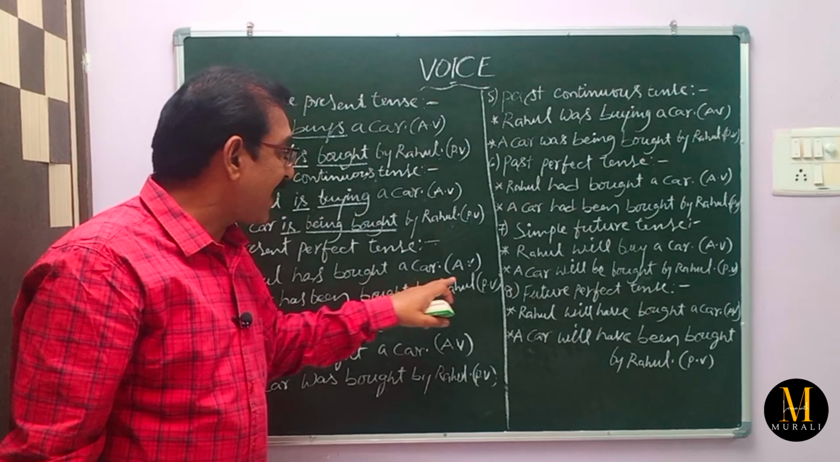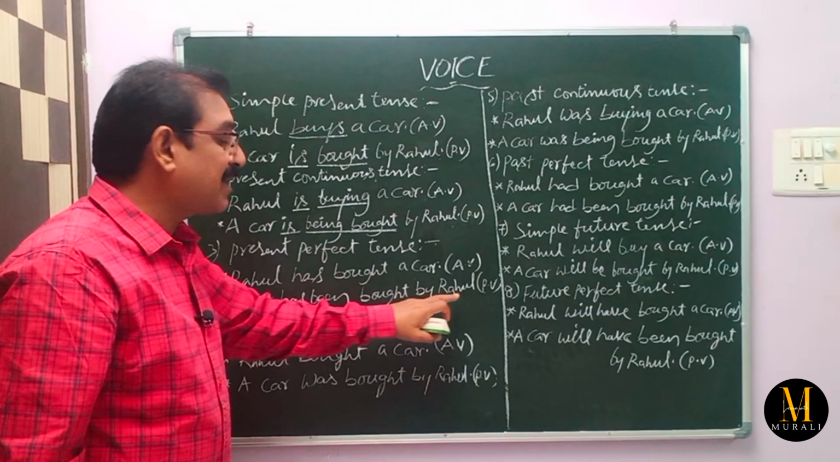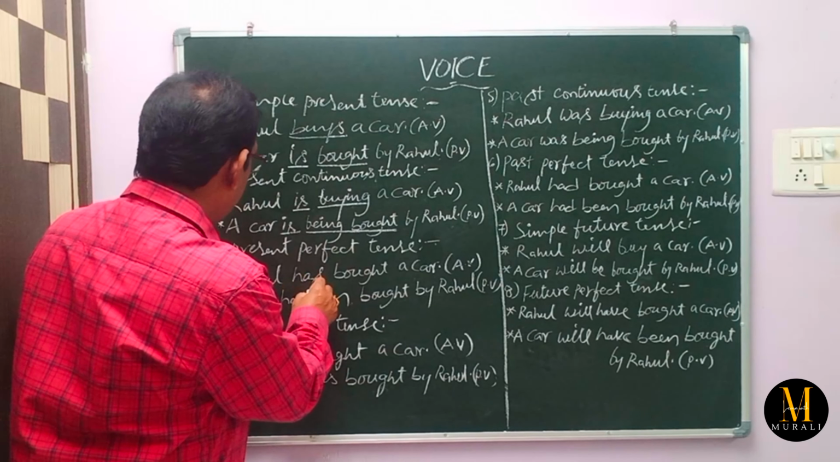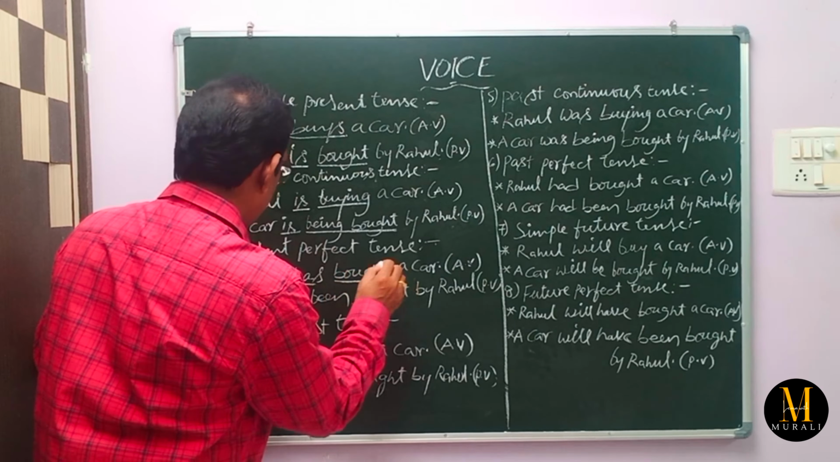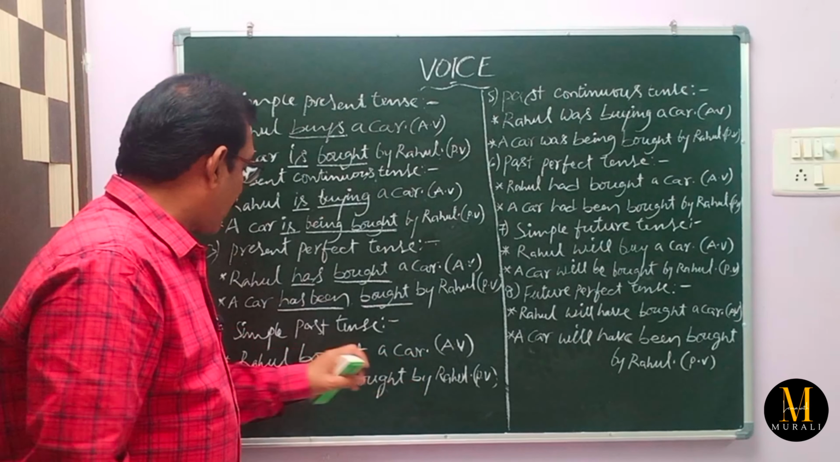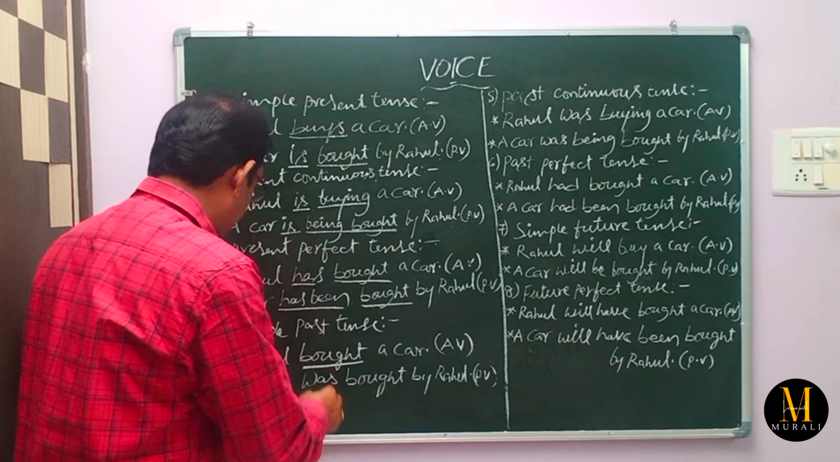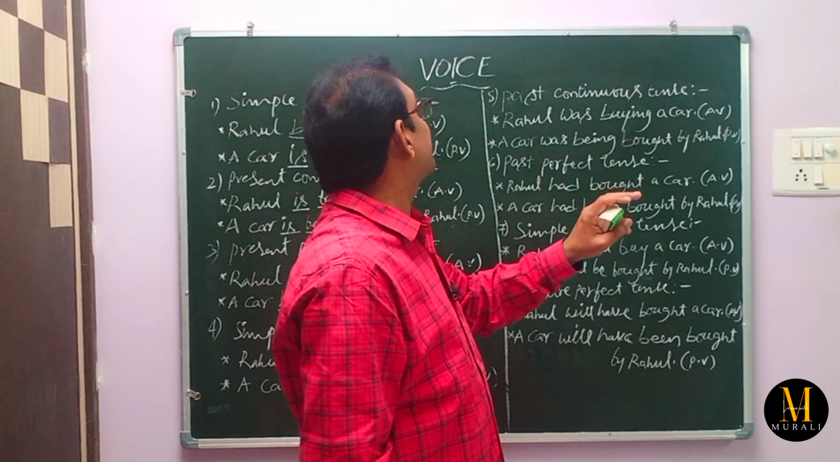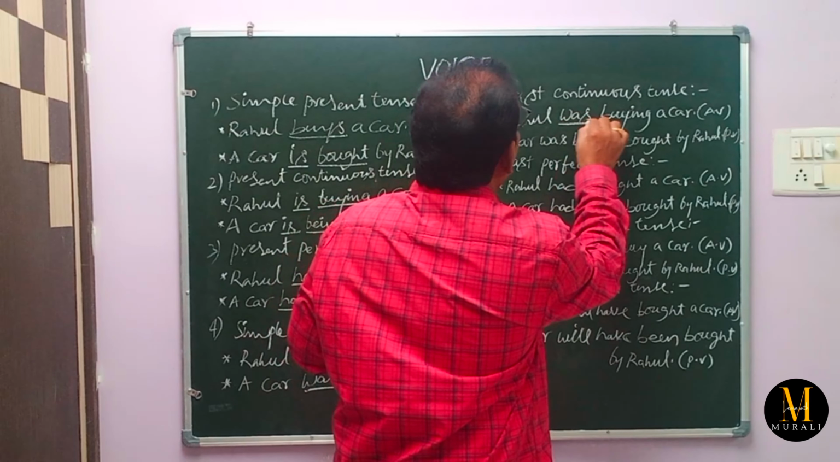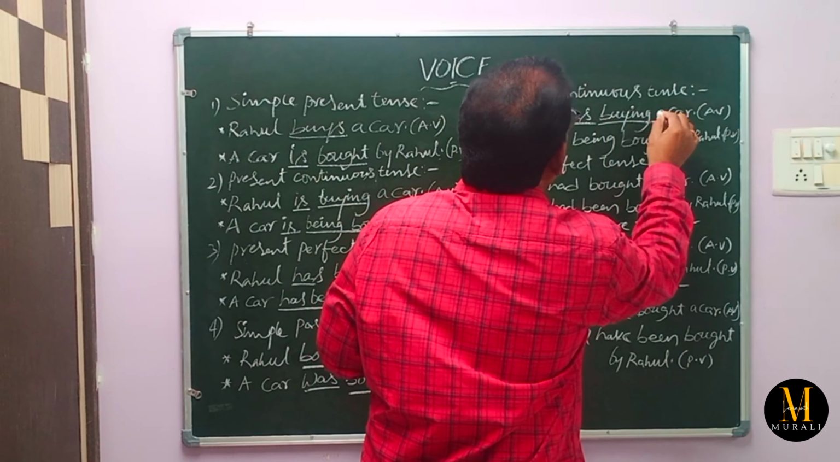Next, present perfect tense. Rahul has bought a car, active voice. A car has been bought by Rahul, passive voice. Here has bought, here has been bought. Next, simple past tense. Rahul bought a car. This is simple past tense. A car was bought by Rahul, passive voice. Next, past continuous tense. Rahul was buying a car, past continuous. A car was being bought by Rahul, passive voice.